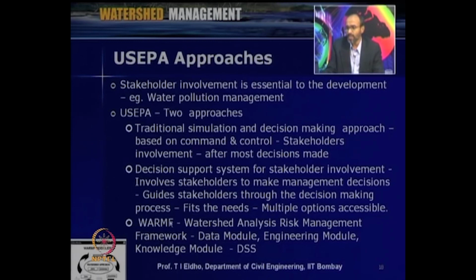Say for example, US EPA has developed a system called WARMF, that means Watershed Analysis Risk Management Framework. To deal with watershed management problems or water pollution problems, the US EPA has developed this system. This system includes various modules like a data module, an engineering module, and a knowledge module, and these modules interact together, so that finally there will be a decision support system, or so called DSS. Within the framework of this DSS, the stakeholders interact, and then finally a system will be developed in this second approach. These kinds of decision support systems will be very useful as far as stakeholder analysis and stakeholder involvement are concerned for a particular system.